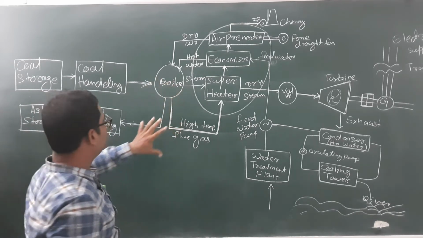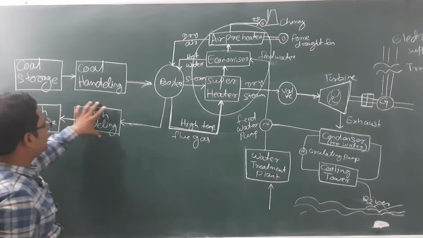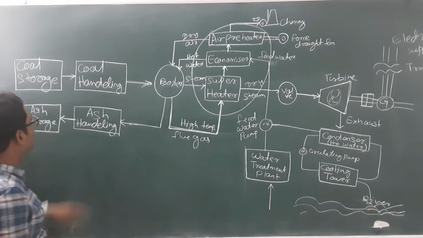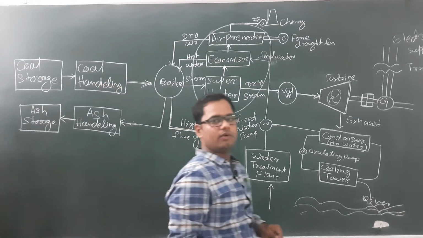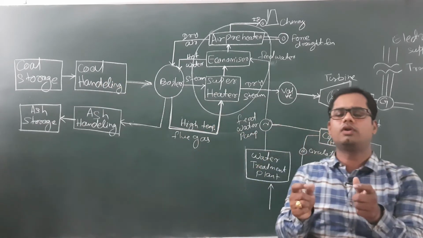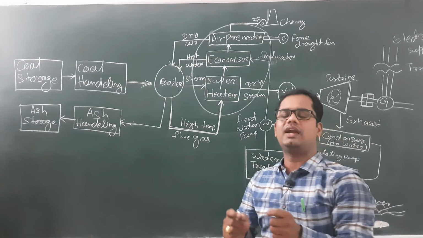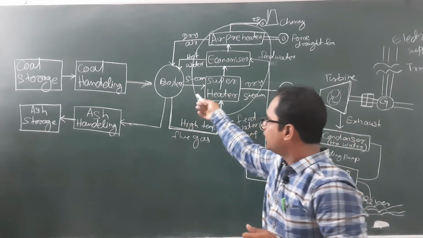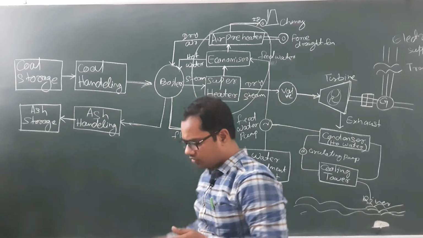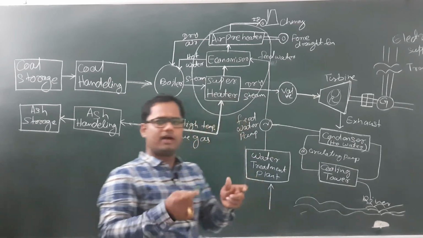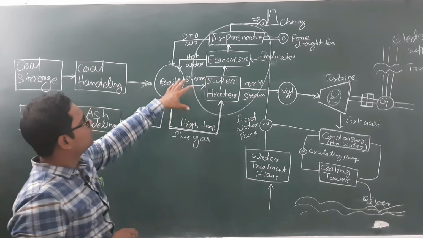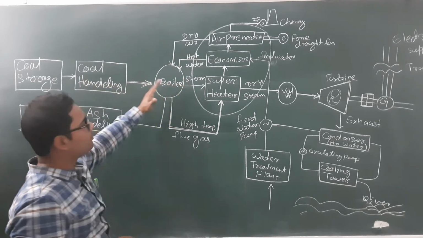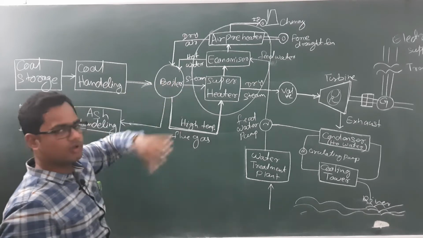So these are all different parts of your thermal power plant. Starting from the beginning, I will say again, this is coal storage, where you will store the coal. This is the coal handling, where you will handle the coal, crushing it to a specific size so that the burning of your coal will be efficient. Then your boiler: inside the boiler there are tubes where water is present, and the coal will burn and produce your steam.